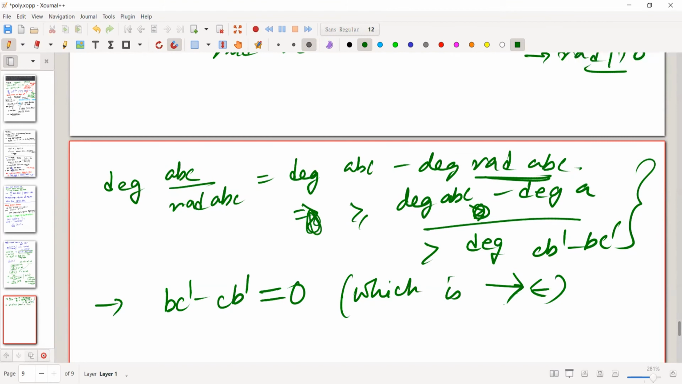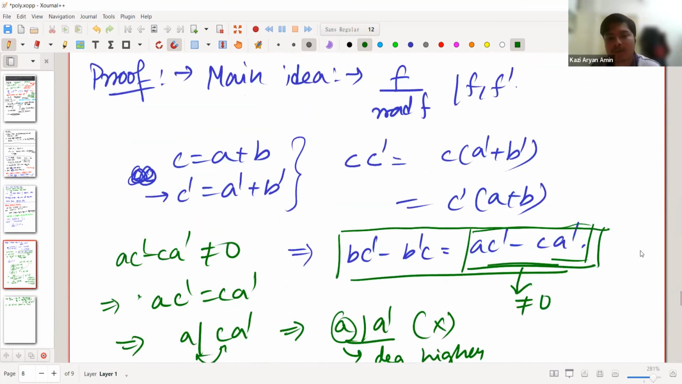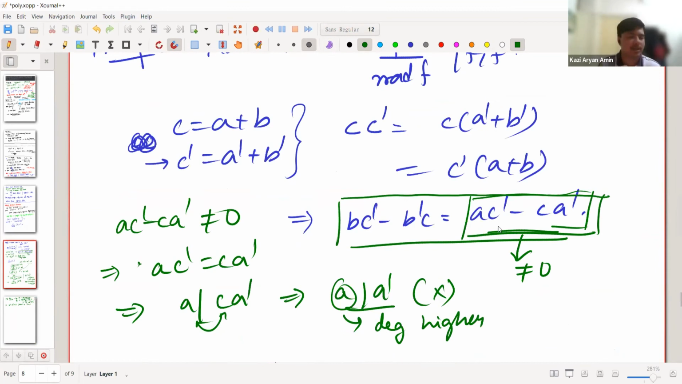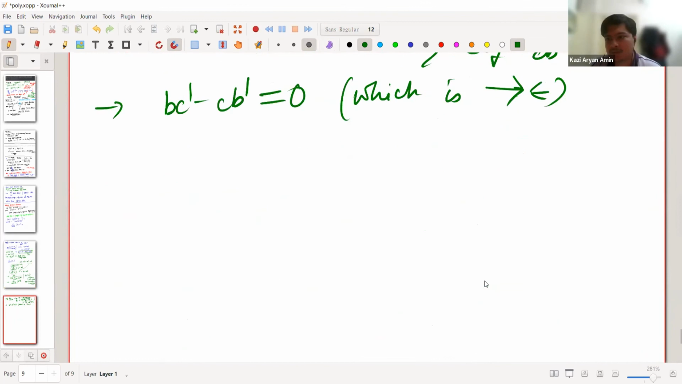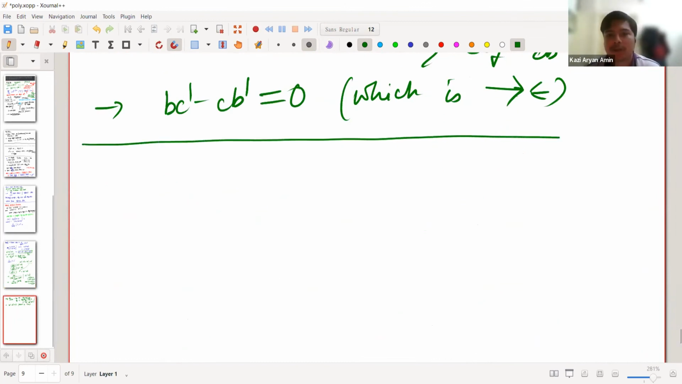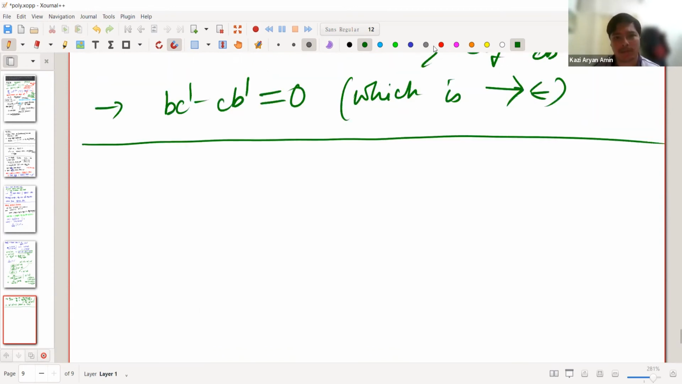Does this make sense? Yes. I'll just recap the proof once again. We started with this identity BC dash minus CB dash equals AC dash minus CA dash, and we understood that none of them could be 0, and then we looked at its factors of the form c by rad c and so on. This is a very common idea: you use this kind of divisibility and forcing degree problems while dealing with polynomial divisibility generally. It comes up a lot.